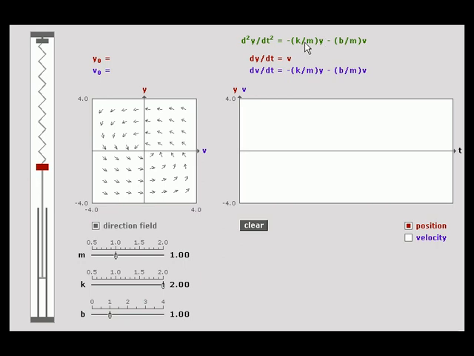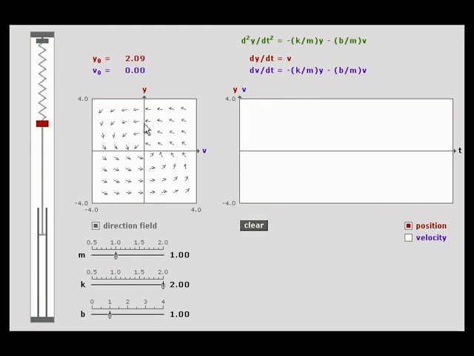So now the system of two equations, if you want to write it as a system, you can write it as a second order problem, a single second order equation for y, or you can write it as a system of two first order equations by defining v to be dy/dt, and dv/dt will be minus k over m y minus b over m v. So we've increased b to 1, and now let's try again.